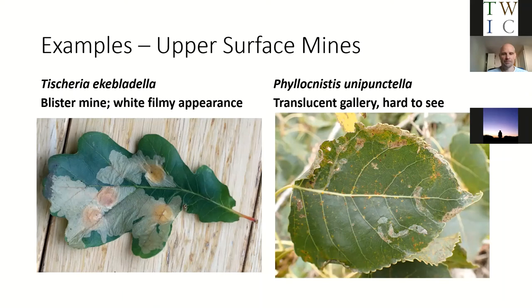And on the right, we have Phyllocnistis unipunctella. So this is unusual in that it's an upper surface only gallery mine. There are only three species that do this in the UK, and this is the only one in Scotland. It's a localised black poplar hybrid feeder. The galleries are relatively translucent and actually not that easy to see, but what you end up with are these kind of whitish snail trails that run around on the leaf.